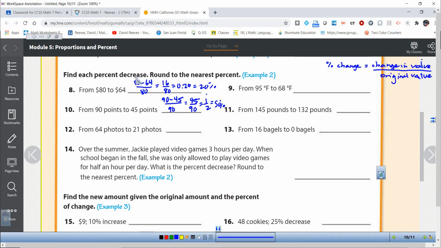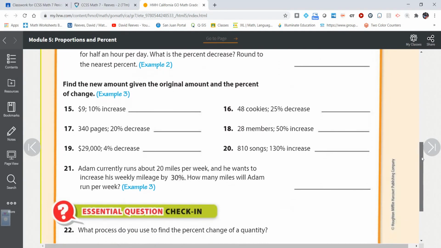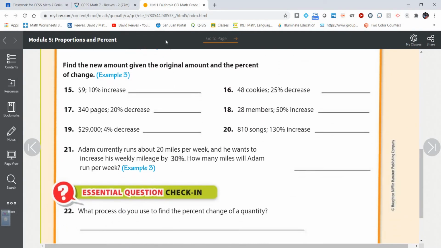Okay, so there's a couple percent of decrease problems. Again, it's the same thing, just find the change in the value by subtracting, always the larger minus the smaller, and then divide it by the original value. Put that in your calculator, change it from the decimal answer you got to the percent, and you will be in business. All right, what about finding the new amount?